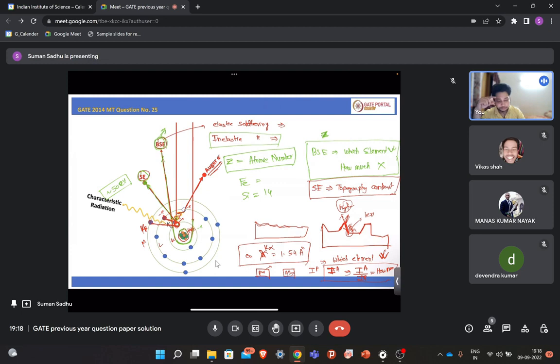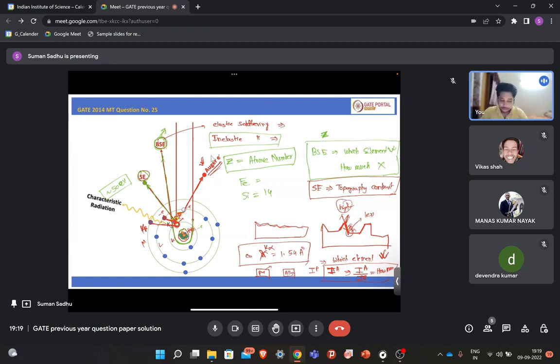If you use this signal you will get very good resolution, because it is emitting from a small area or a small volume. And as it is emitted because of the characteristic radiation, you can use this signal for chemical analysis also.